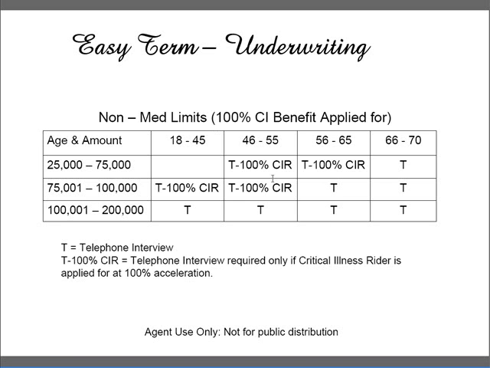If the critical illness benefit rider is applied for, you will have to do a telephone interview for 100% critical illness rider for face amounts $25,000 to $75,000 on ages 46 to 70, and for face amounts $75,001 to $100,000 for ages 18 to 70, also for face amounts of $100,001 to $200,000 for ages 18 to 70.